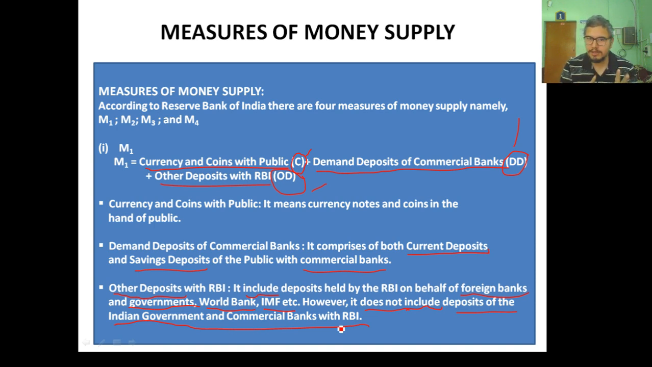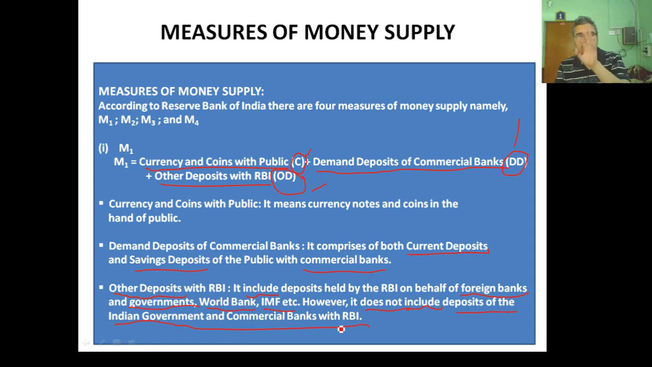There are 2 parts in other deposits with RBI. The first part is what is being included: the deposits made by foreign banks, foreign governments or international institutions like World Bank, IMF will be included. But the money deposited by commercial banks of India, Indian governments, etc. will not be included in other deposits with RBI. Hope you have understood this.